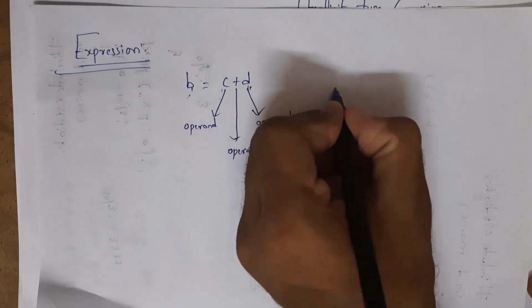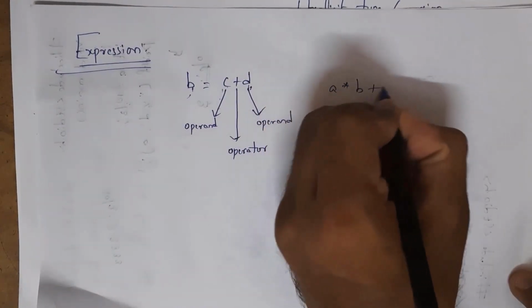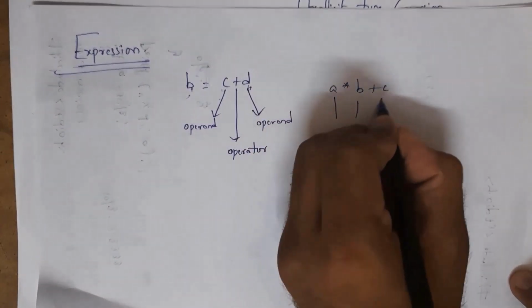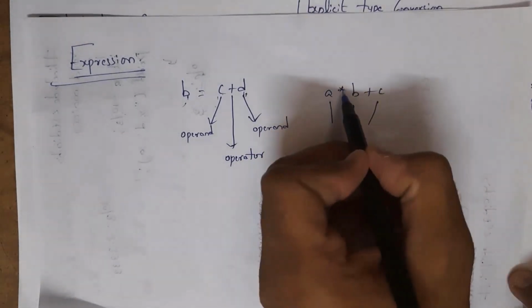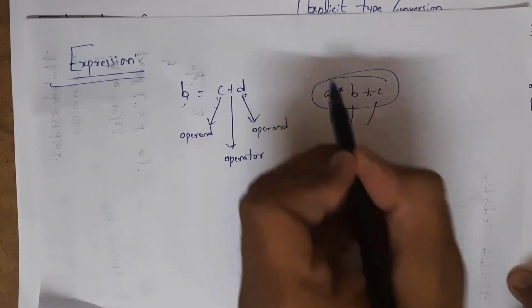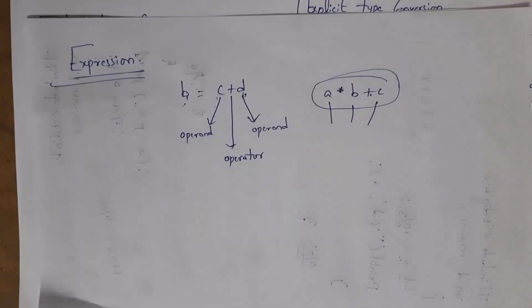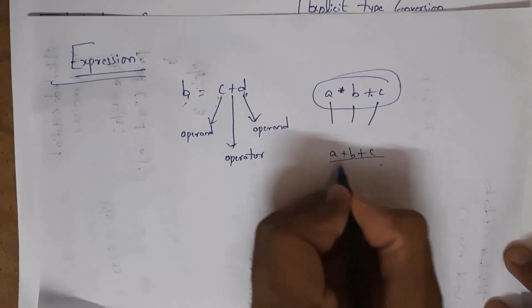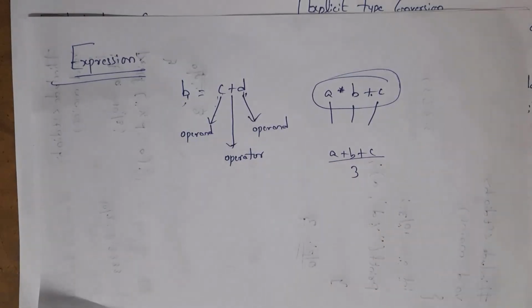For example, if you consider a into b plus c, we call this a, b, c as operands and this into and plus as operators. We call this an expression. A into b plus c is an expression. A plus b plus c by 3, this is also an expression. Expression is a combination of operands and operators.